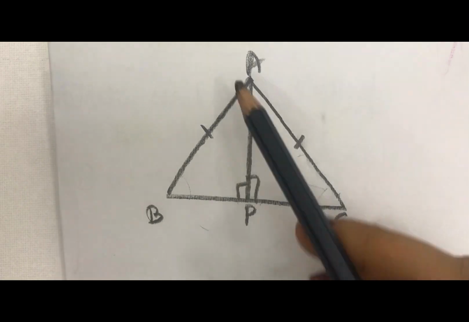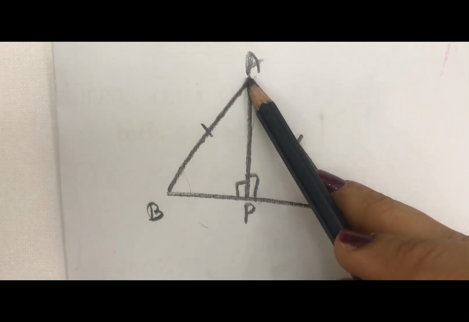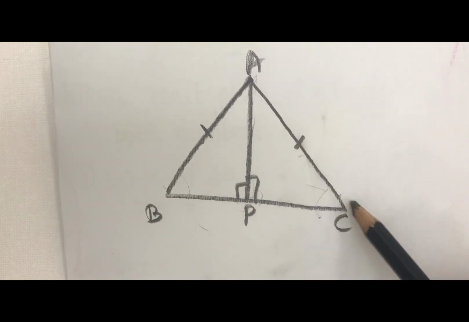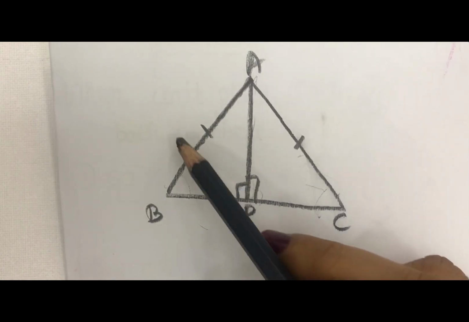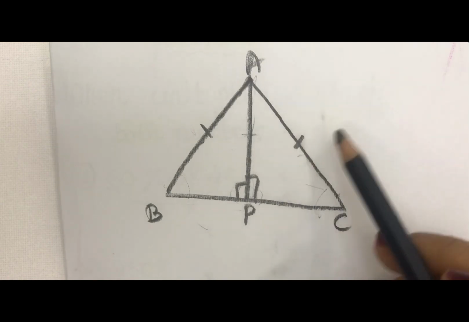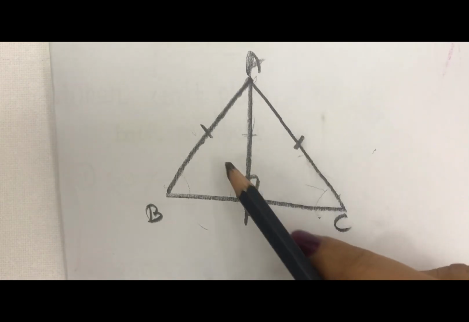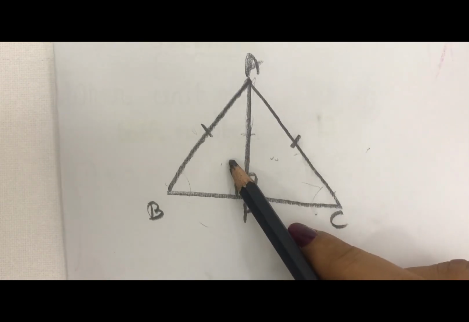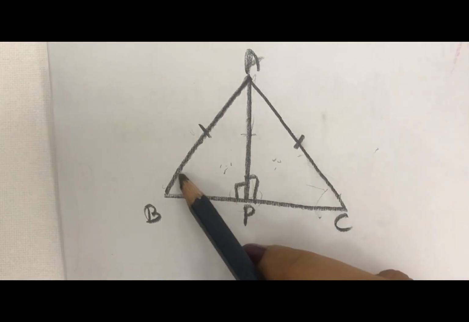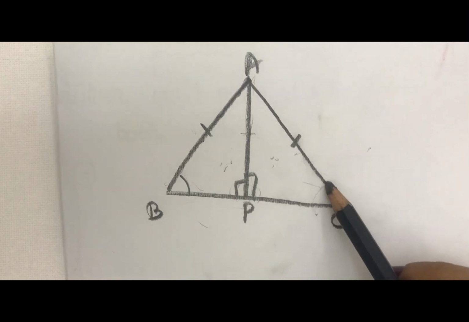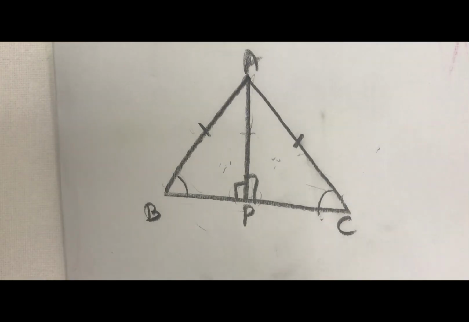So now we take triangle ABP and triangle ACP. Here we have right angle, hypotenuse and common side. So by the RHS congruency rule, these two triangles are congruent. Then angle B will be equal to angle C by CPCT.